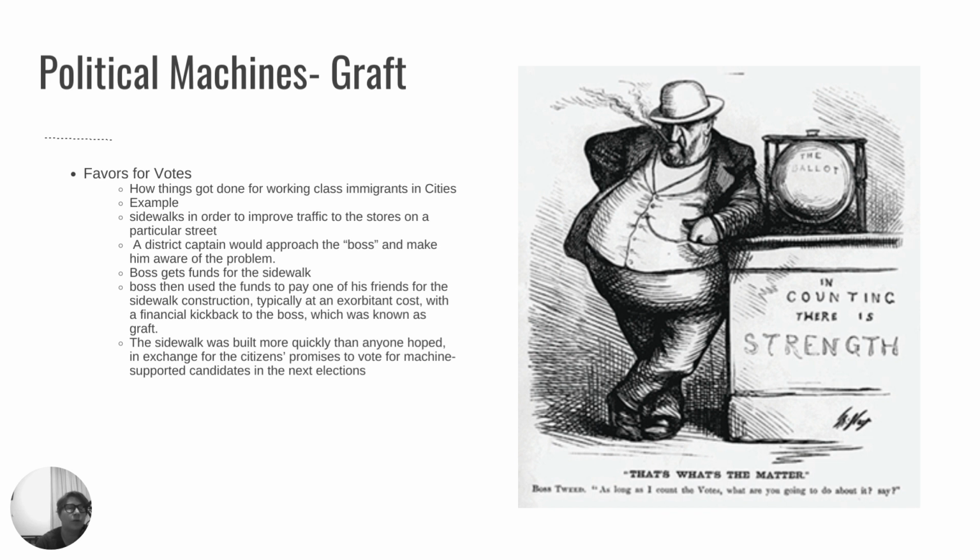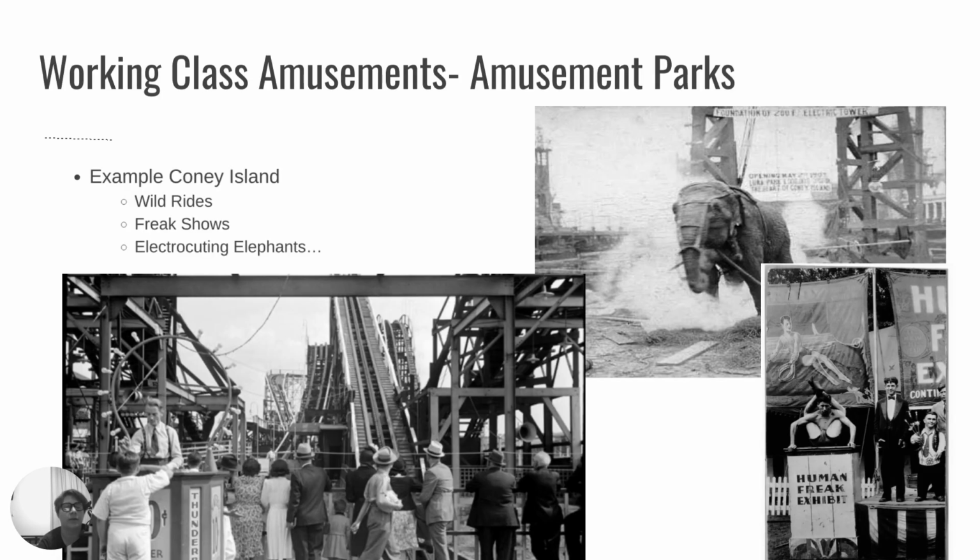And so if you wanted to, say, have your sidewalk expanded so you could have your stores, you would go to the city boss to get funds for the sidewalk. He would then employ one of his people. That person would charge the city an exorbitant rate, and he would give kickbacks to the political machine and the boss. And then because you got your sidewalk, you would vote for that boss. So machines are ways that things got done. It's almost like running your city like the mafia. But this is how the cities were working at the time.